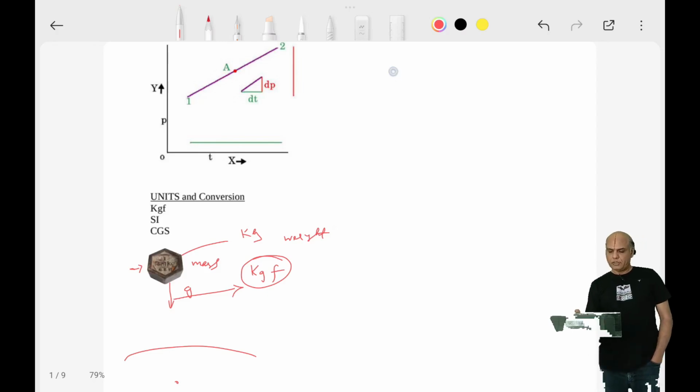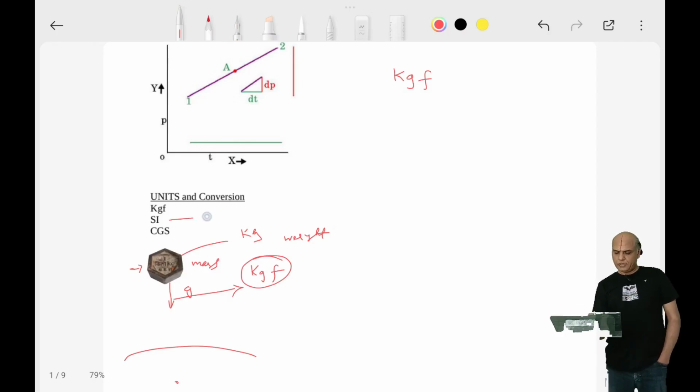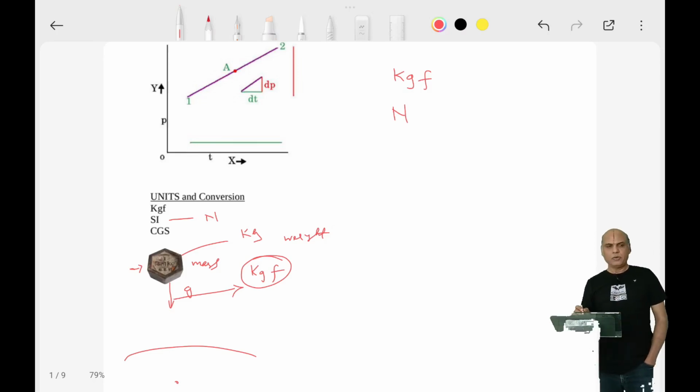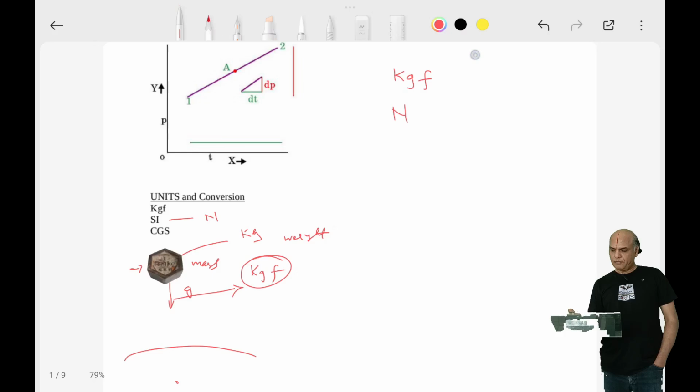So the biggest unit of force is the gravitational unit, that is kg force. The next unit, in SI units, is newtons. So newton is another unit of force in the SI system. How do you define Newton? We got that F is equal to ma. This is the guiding equation. So how do you define 1 Newton force using this?